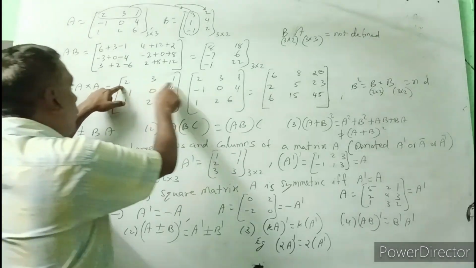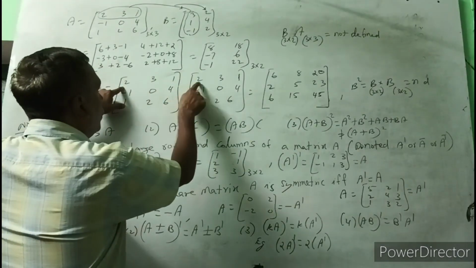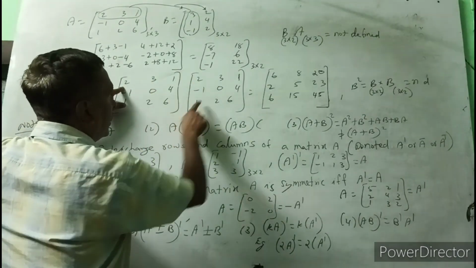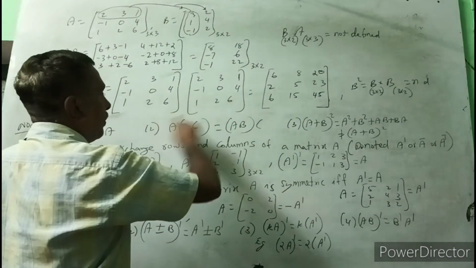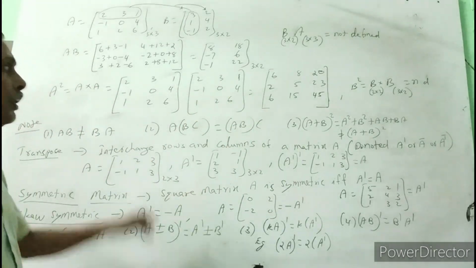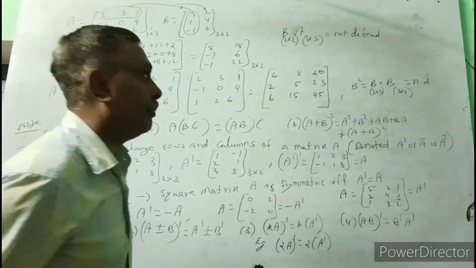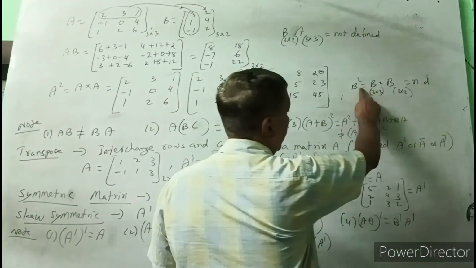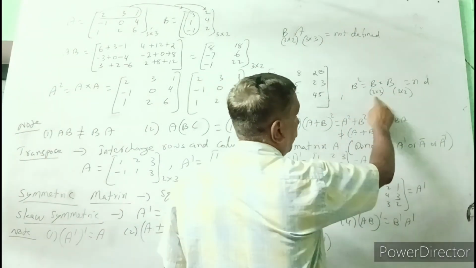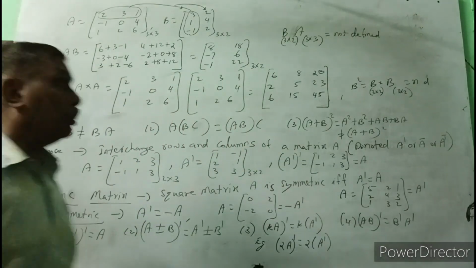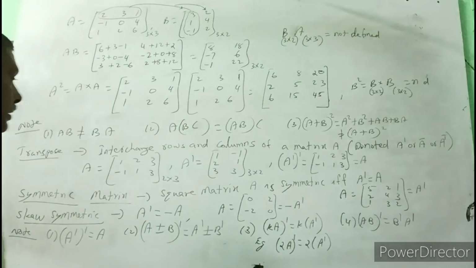Multiply the row with the column. 2 into 2 is 4, minus 3 plus 1, total 6. Like that, everywhere multiply. You multiply and see, you will get this result. A square means same matrix into same matrix. B square is not defined because B is not a square matrix. You cannot multiply, it is not defined because B is not a square matrix.